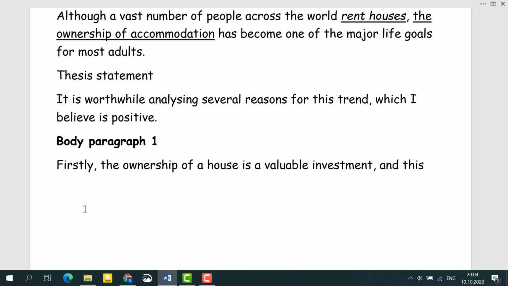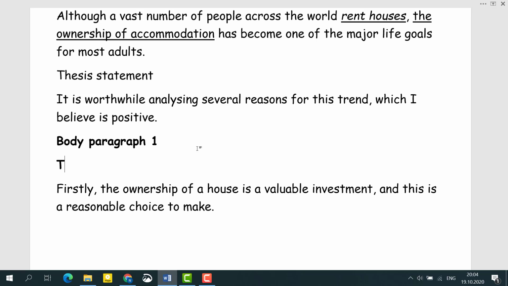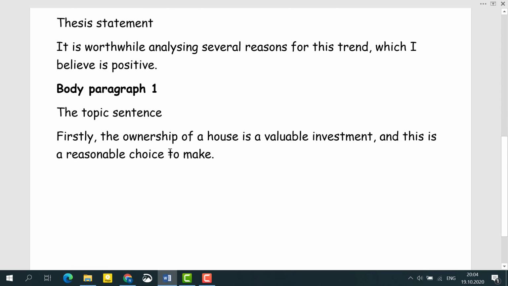And this is a reasonable choice to make. Here we go. Look at this beautiful sentence, okay? So the first sentence, by the way, is called the topic sentence. The topic sentence must have the central idea, the main idea of the whole paragraph.